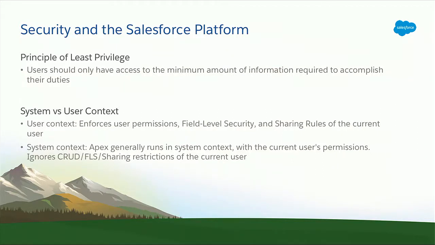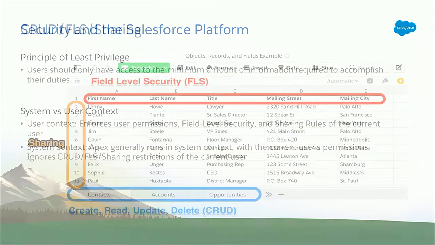Now, we also have system context. That's essentially God mode for Apex. It has access to everything. It ignores CRUD, FLS, and sharing rules. That's because we don't want your code to throw exceptions if you're trying to access data as a user that doesn't have access to it. So those are two things that I will mention a lot during this talk.